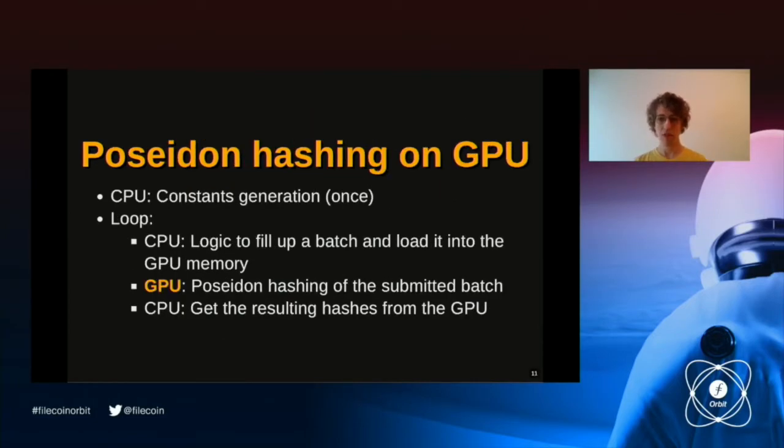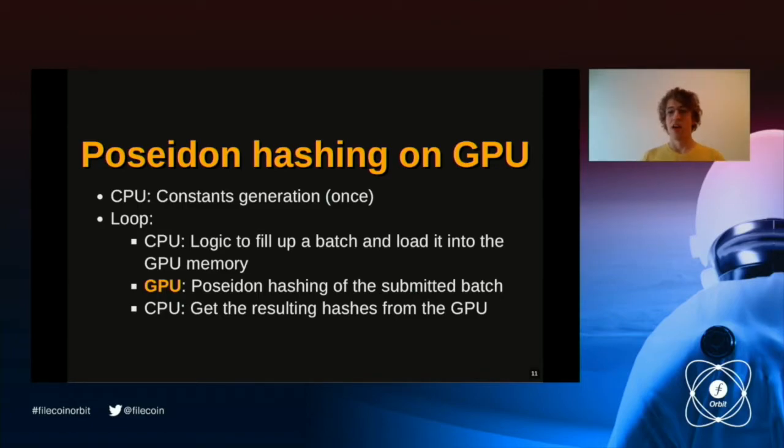So first of all, for the Poseidon hashing, you need to initialize it with some constants. This is just done once. If you start the proof system, it's done once. So you just do it on the CPU. Then something happens in kind of a loop.